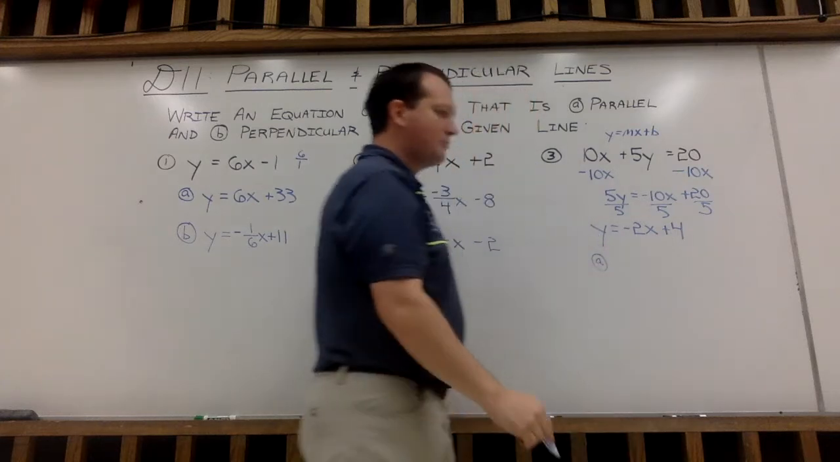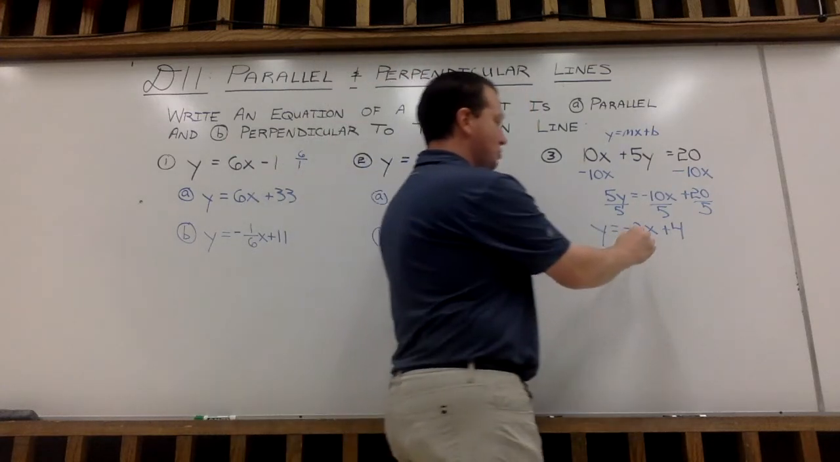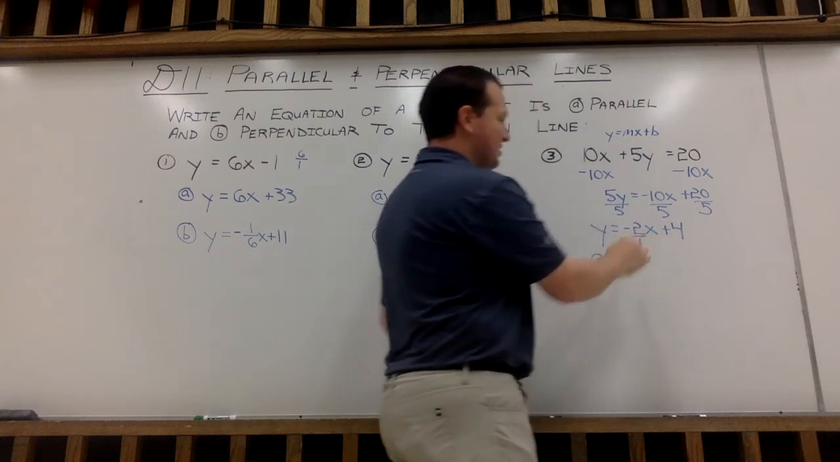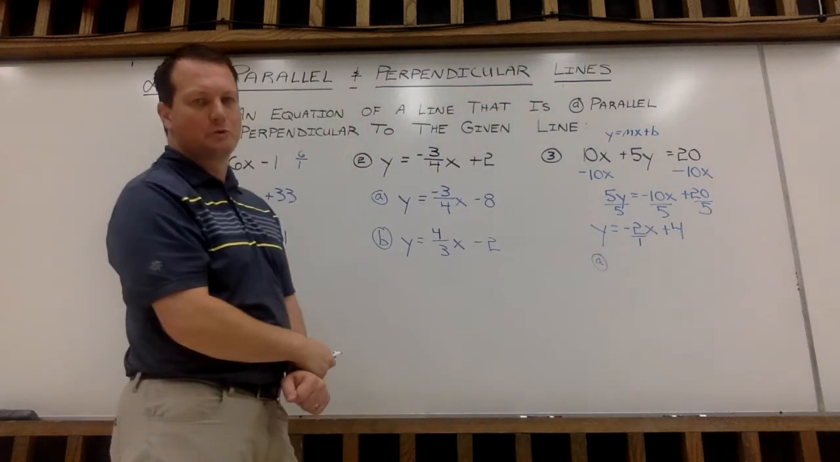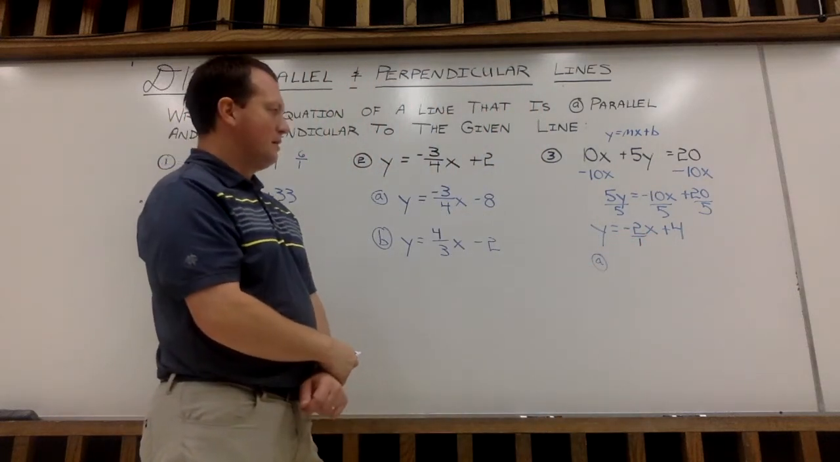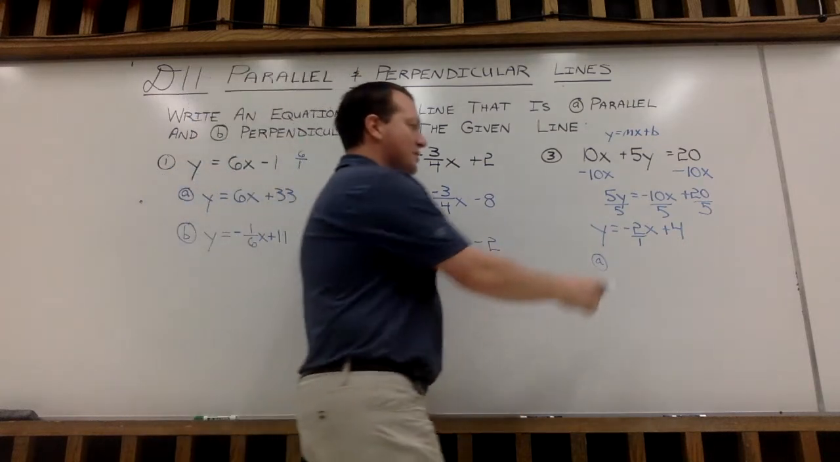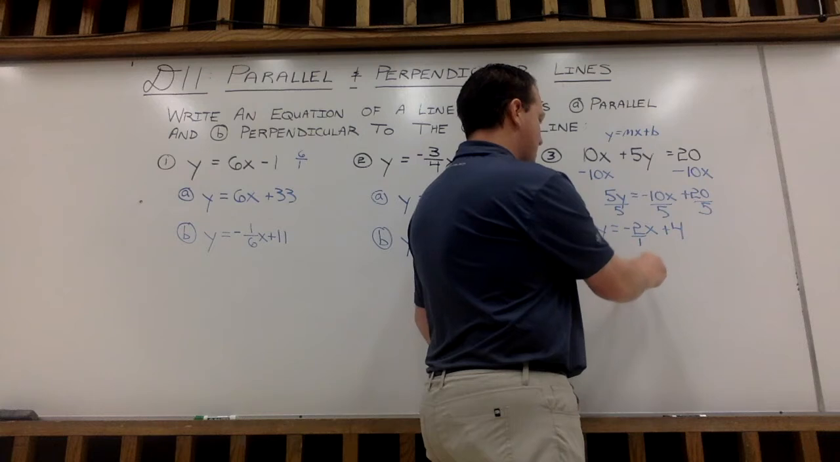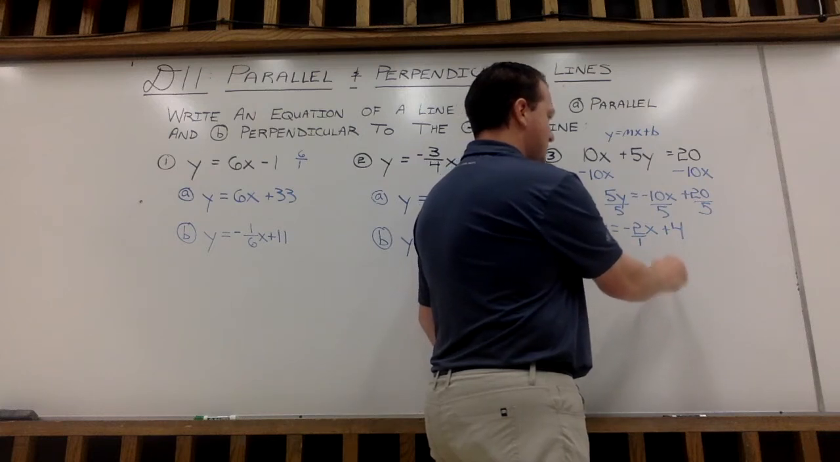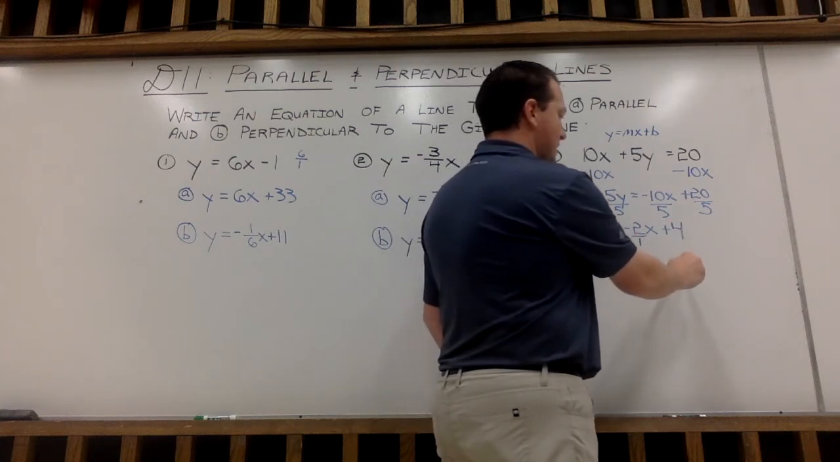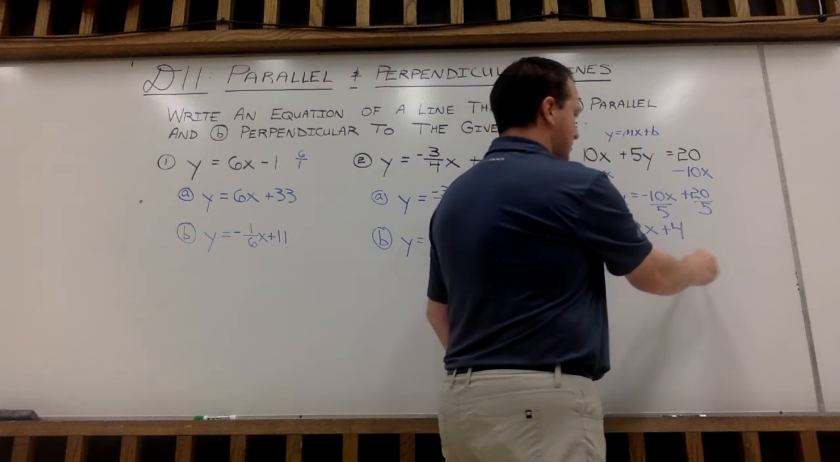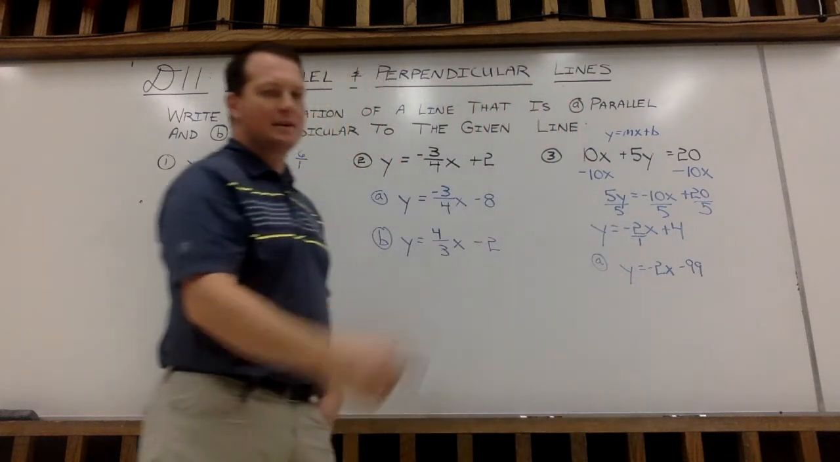All right. If it helps you to write negative 2 over 1 as your slope, so you have your rise over run, go for it. No penalty for that. So my parallel line needs to have the same slope, so y equals negative 2x, and then a different y-intercept. So negative 2x minus 99.